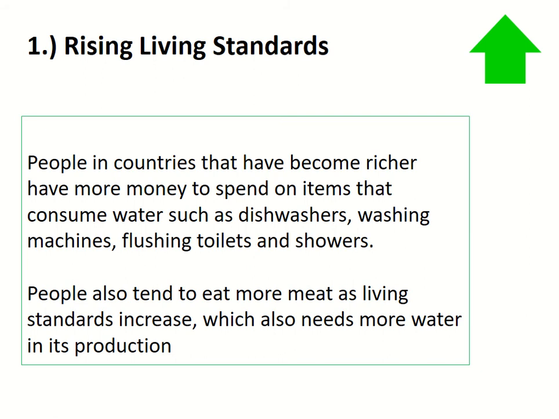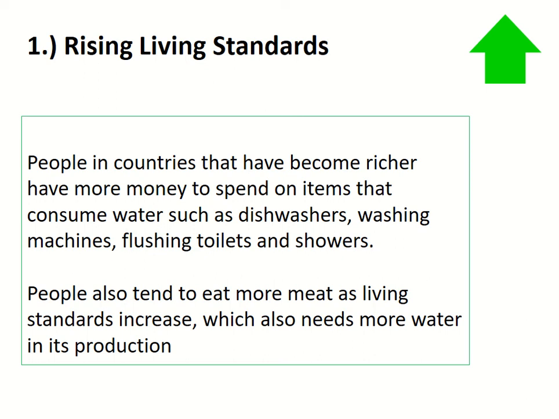And there are three reasons. The first one is it's all to do with living standards. People in countries that have become richer have more money to spend on items like dishwashers, washing machines, flushing toilets and showers. And that all means they have more appliances that consume water. A dishwasher, huge amounts of water. Flushing toilets, something we all consider a luxury, not always the case around the world.